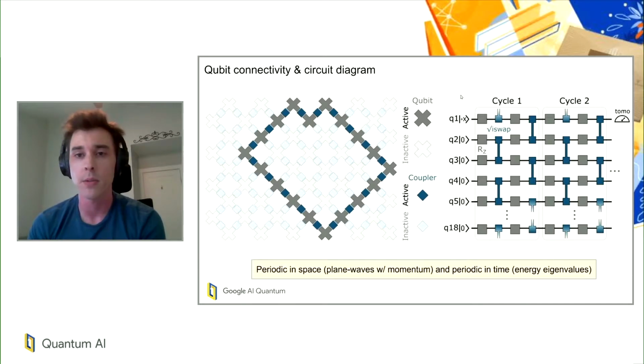So there are two key aspects of the qubit connectivity and of this circuit that I really want to emphasize. First of which is the connectivity is periodic in space. As a result of this symmetry, you naturally are going to get conservation laws associated with the symmetry. In this case, it's going to be momentum.